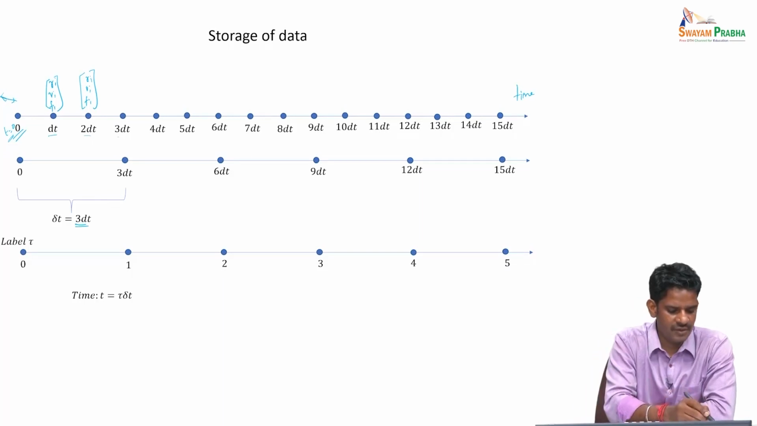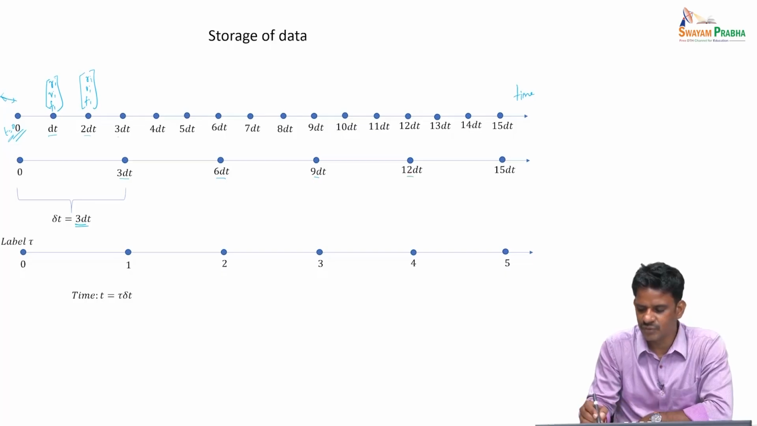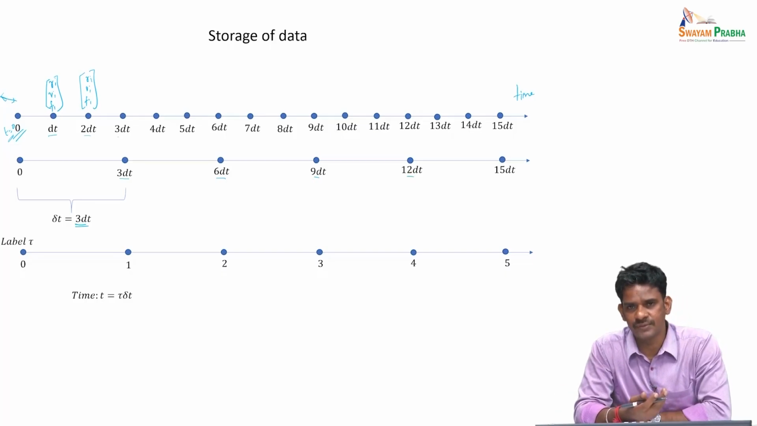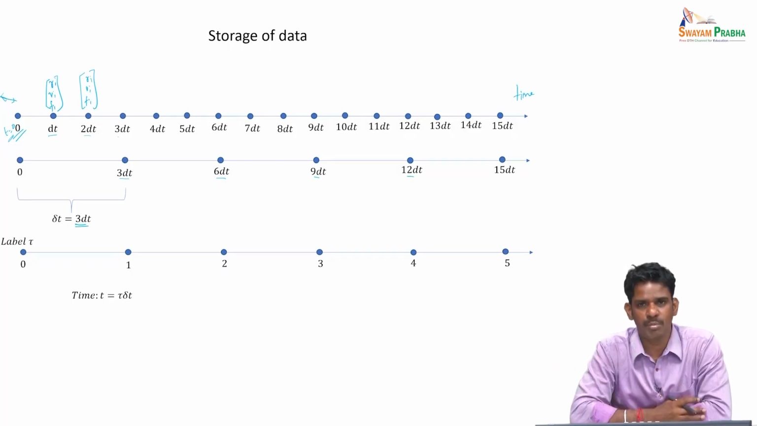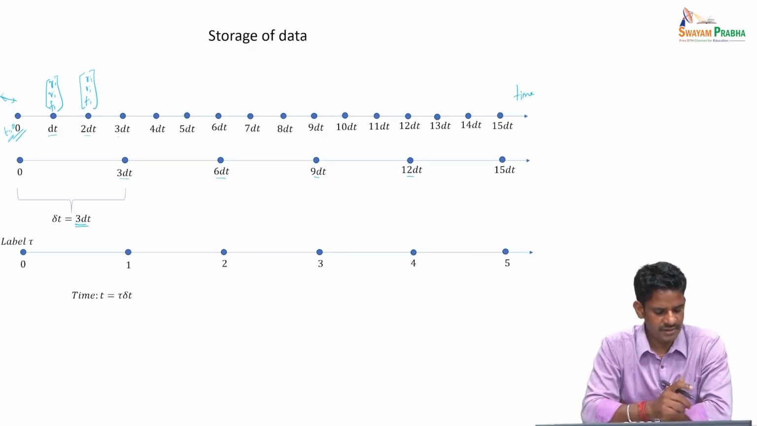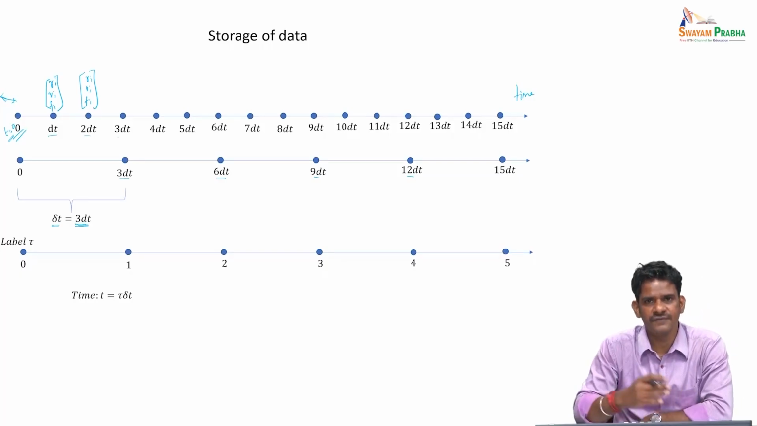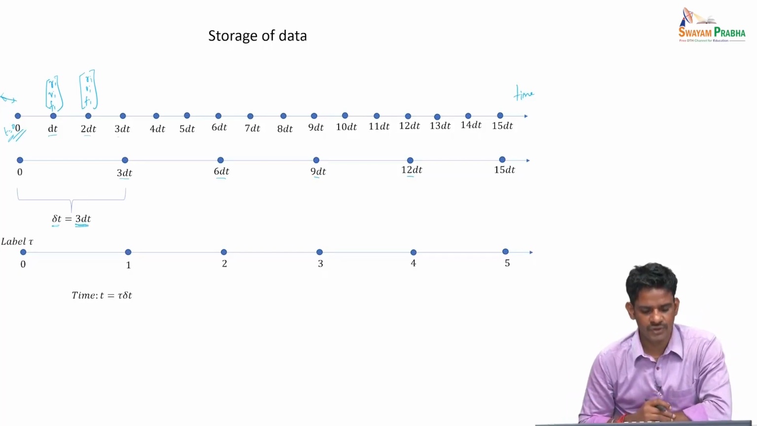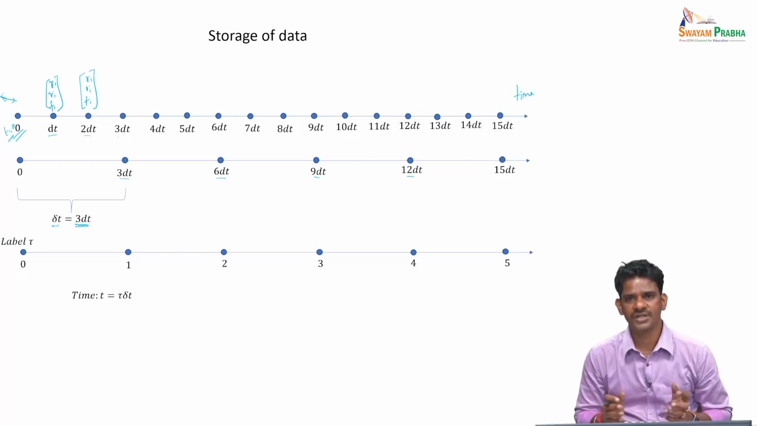So this is at t equal to 0, then we store the data at 3 dt, then 6 dt, then 9 dt and 12 dt, etc. Instead of 3, we could have chosen 5 or 10 also. That is the interval at which we are storing the microscopic data in a file. For this illustrative case, we have taken this delta t to be 3 times dt. Once in every 3 time steps we store the data, so that we don't have to bookkeep a large amount of data.